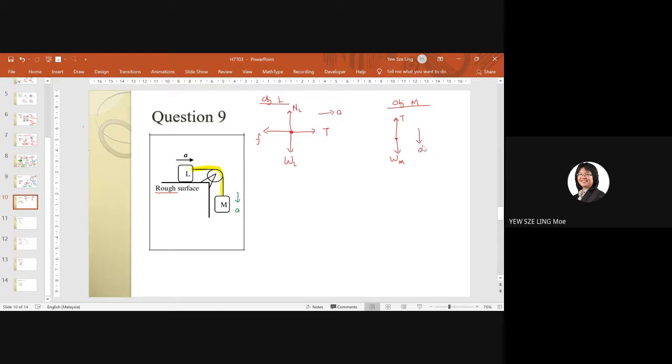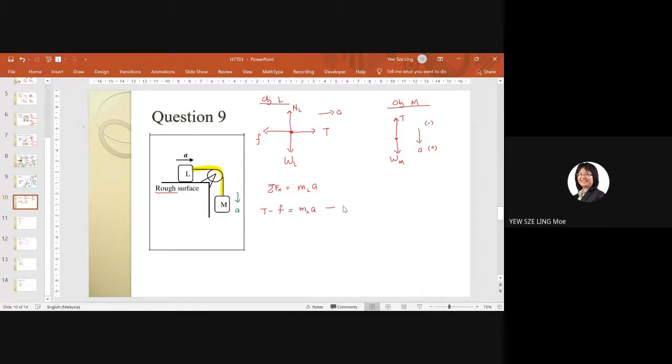So which means for object M, I'm going to take downwards as the positive direction and upwards as the negative direction. All right, what does it mean? We'll find out soon. Now let's go back to object L. For object L, as usual, I'm going to form the equation for the X component. Because my object is moving along the X component, the summation Fx equals MLA. According to the diagram, right-hand side is positive, so T minus F equals MLA.